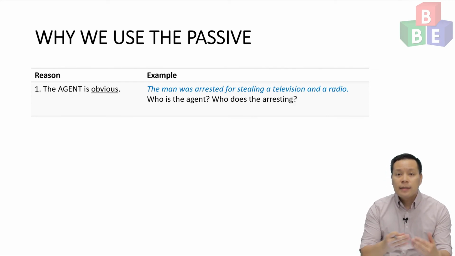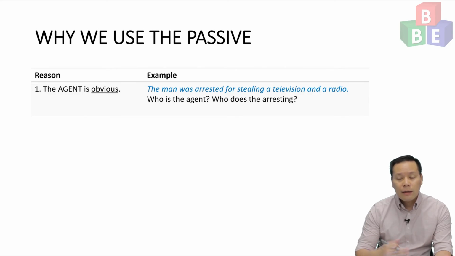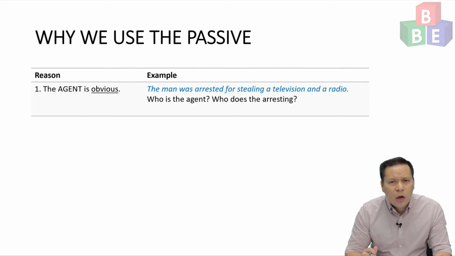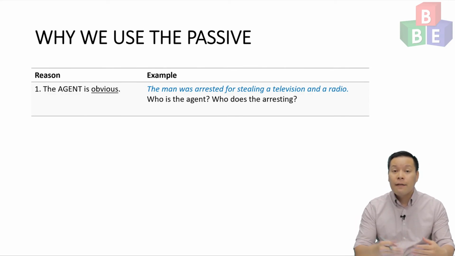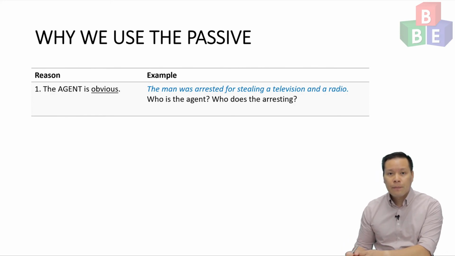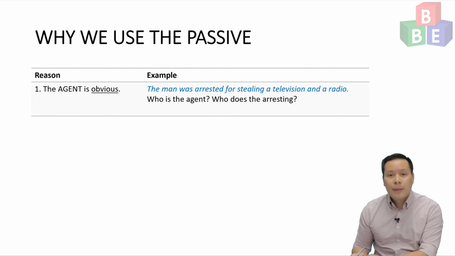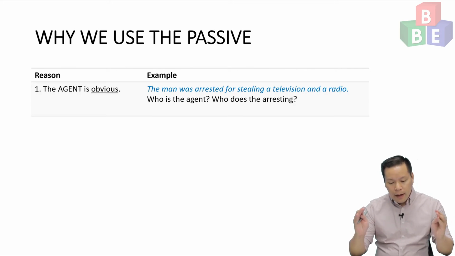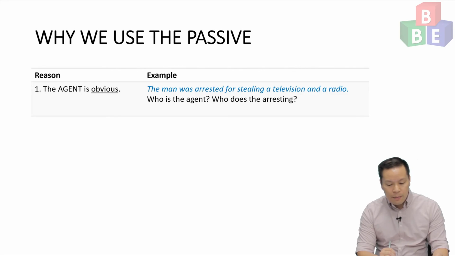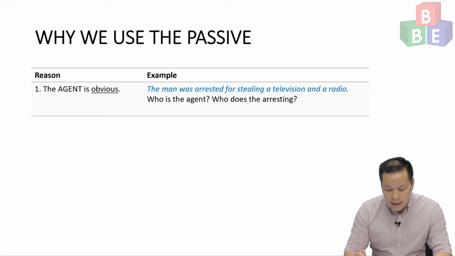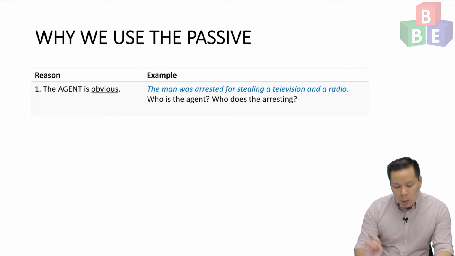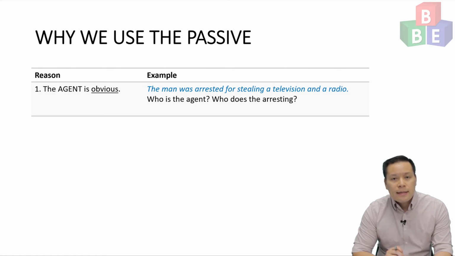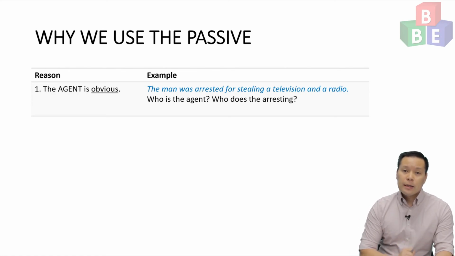So who does the arresting? Well, if you think about it in real life, really there's only one profession that can arrest people. And who is that? The police. So in this case here, we would say that a policeman arrested me for stealing a television and a radio. But we're going to use the passive here because the agent is obvious.